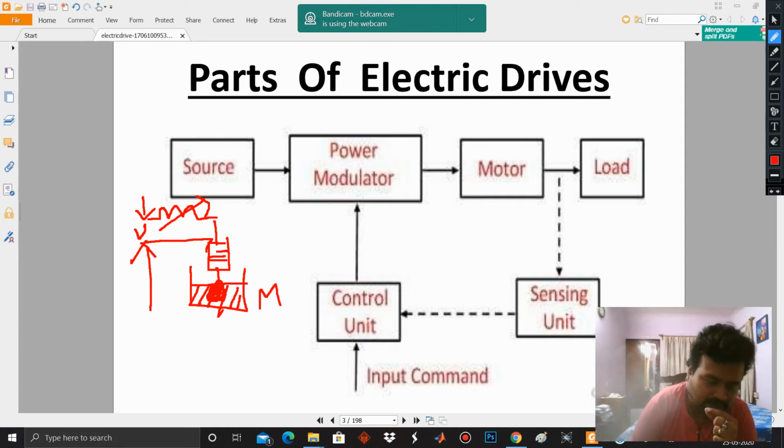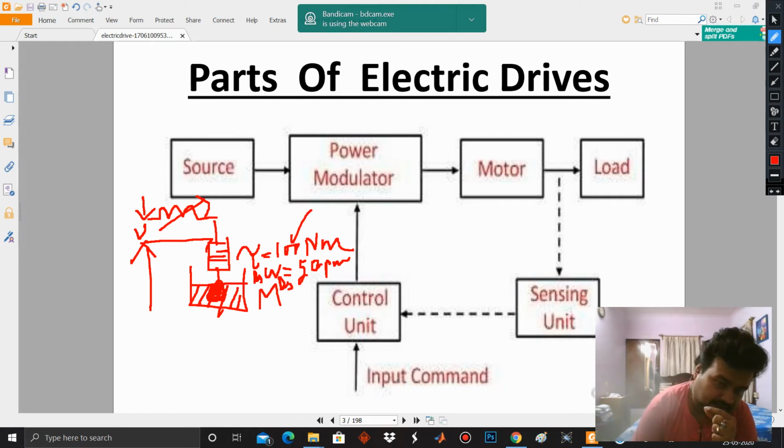So your task is to control or maintain the torque to 100 Newton meter and you have to maintain the speed at 50 rpm. So your desired torque and speed becomes 100 Newton meter and 50 rpm.